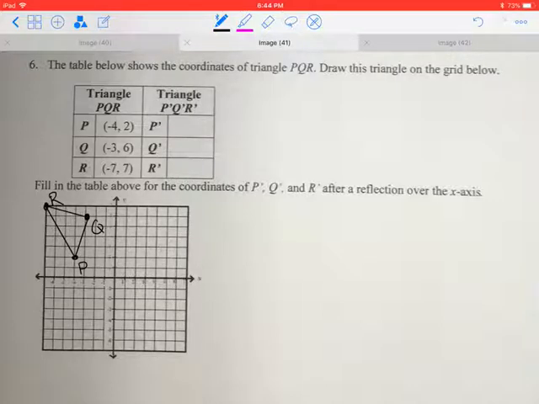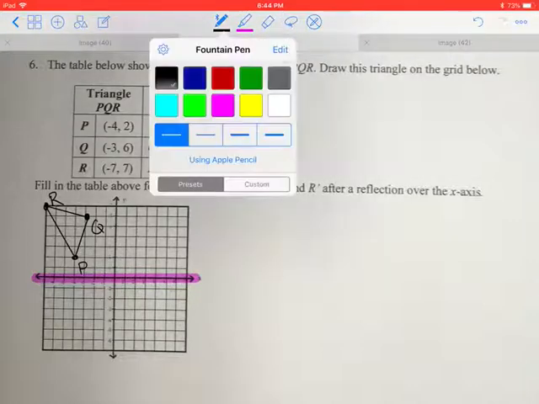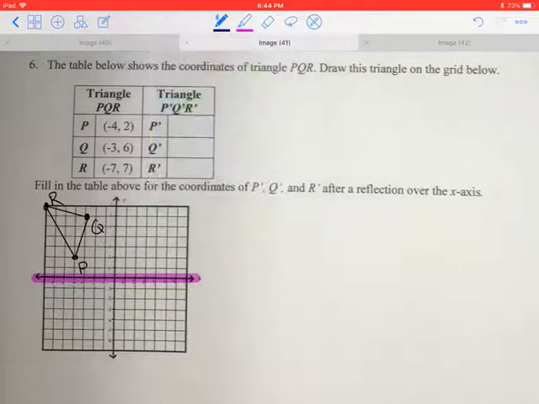Okay, so this time I am reflecting across the x-axis. So here's the axis I'm reflecting across. Let's switch colors. Let's do blue this time. All right, so imagine folding along the x-axis. So I'm counting how far P is away from the x-axis. It's 2 away, so I go 2 on the other side, and that's my new P.